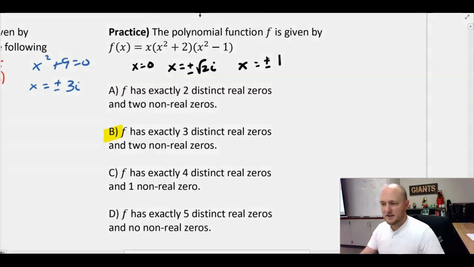Hopefully you went ahead and learned how to find zeros of polynomial functions in this video and how that relates to their graph.